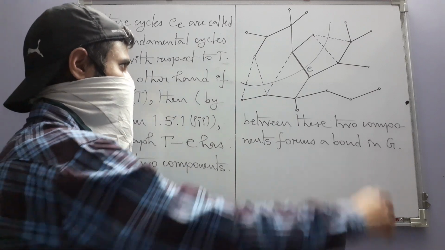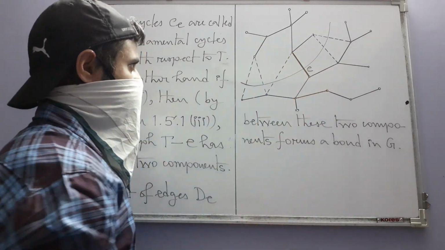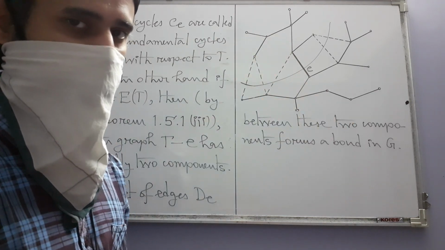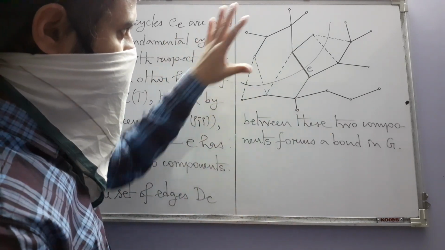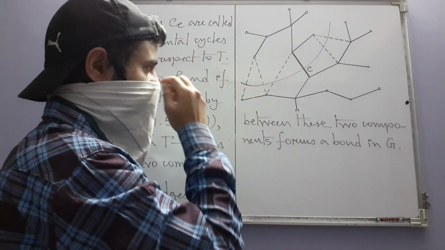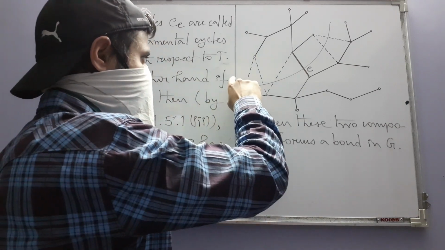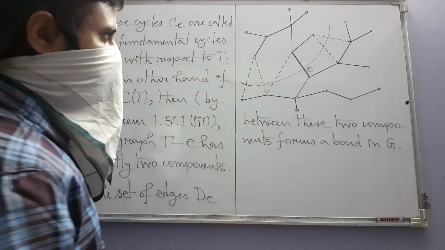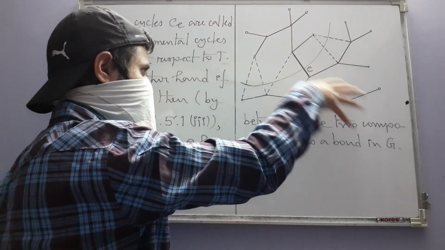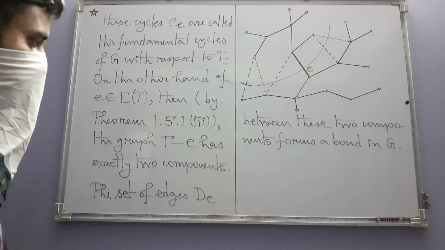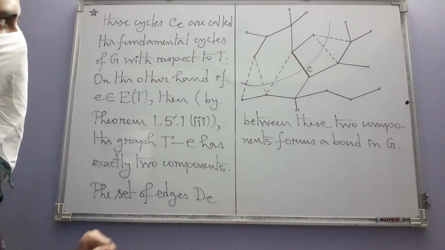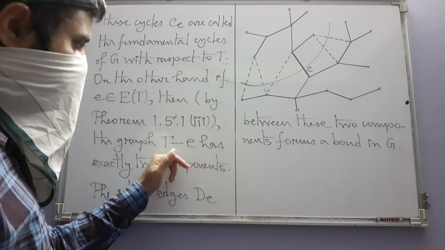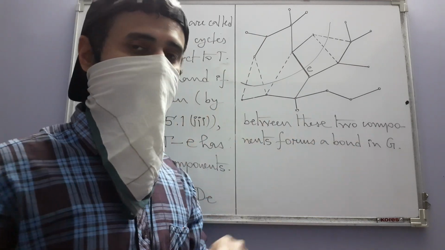In that tree, say you remove this edge, then the tree gets divided into two connected components. That means the resulting graph has two components. To show where those two components lie, we have this line partitioning it into two parts. One part lies on this side, the other part lies on this side. Now, what we are saying here is that all the edges between these two components in T minus E form a bond in G.